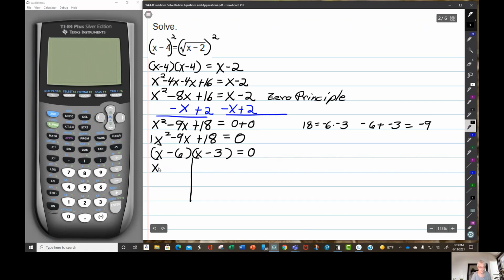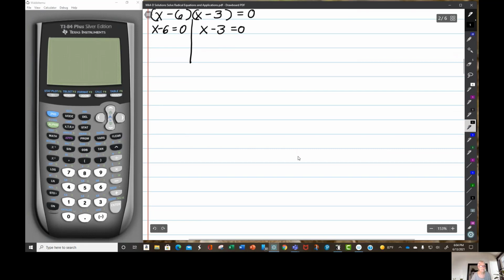And then I set each factor equal to 0 and solve for x. Add 6 to both sides. I'll have x equals 6. Add 3 to both sides. I'll get x equals 3. So you want to say that x equals 6 and 3.